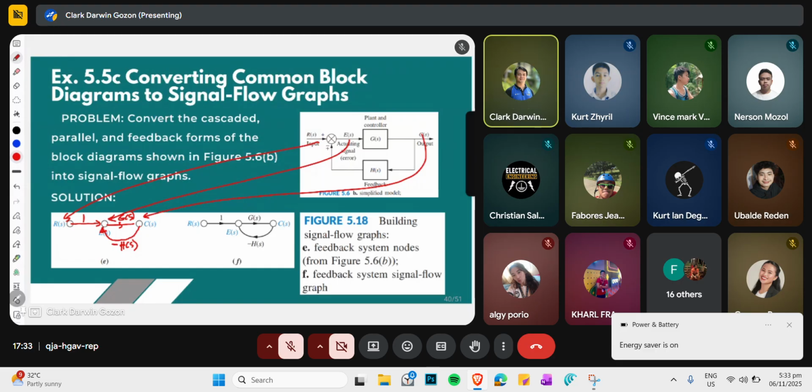May question so far? Nagpangutana? Asa nalibog? Pangutana?